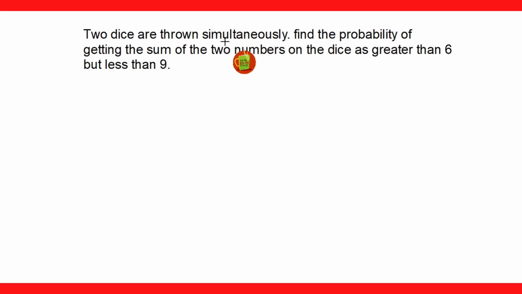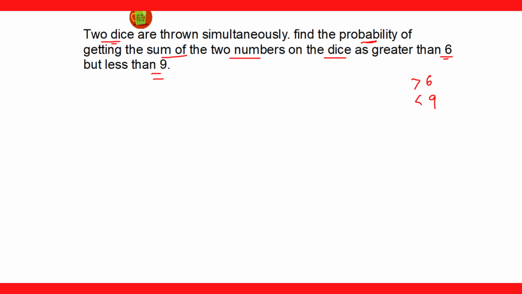Two dice are thrown simultaneously. Find the probability of getting the sum of the two numbers on the dice as greater than 6 but less than 9. Here the two dice are thrown simultaneously and we have to find the probability of getting the sum of two numbers on the dice as greater than 6 but less than 9.